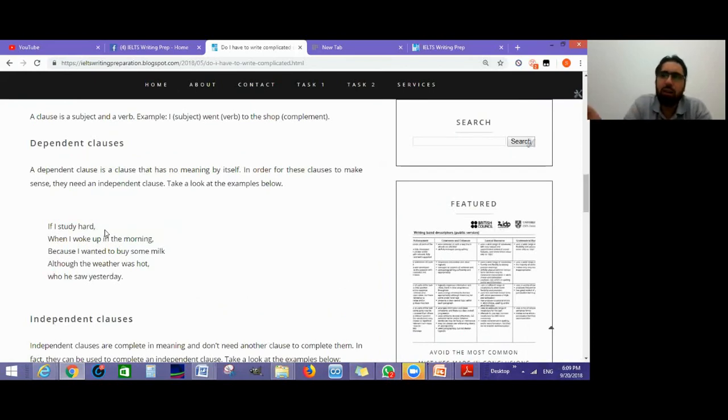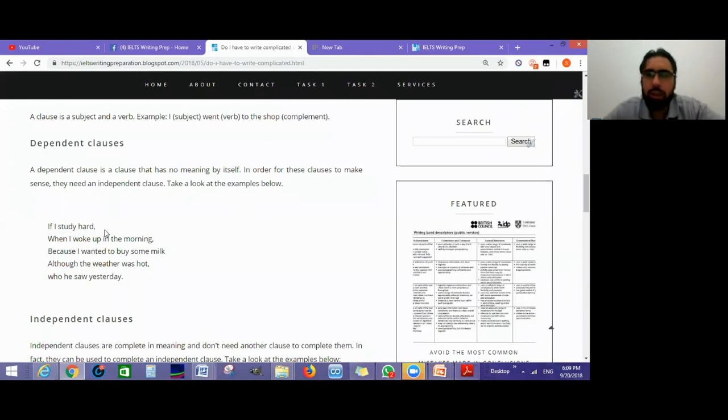If I study hard, when I woke up in the morning, because I wanted to buy some milk, although the weather was hot, who he saw yesterday. Now, if we read these clauses by themselves, we know that the meaning is not complete. So this automatically should tell us that this is a dependent clause. Now, dependent clauses need a clause before them, or a clause after them, to make them complete in meaning. So we have, if I study hard, I will pass the exam.